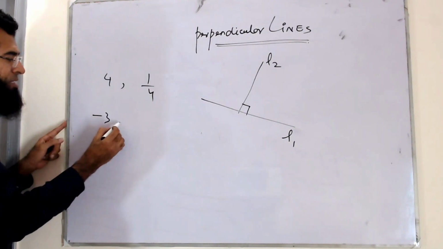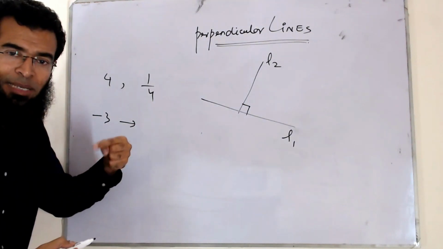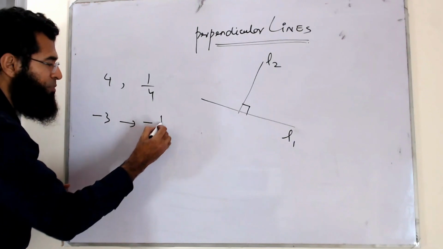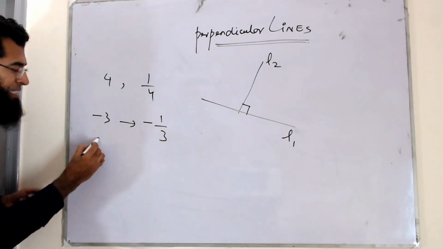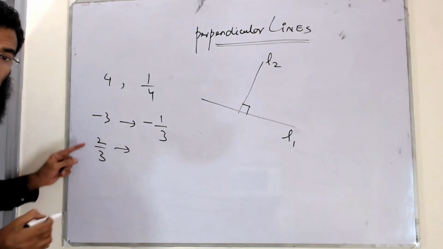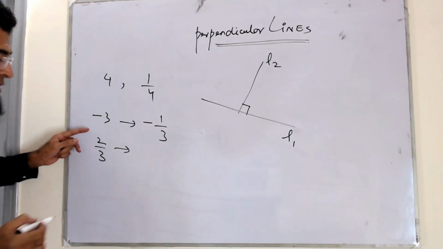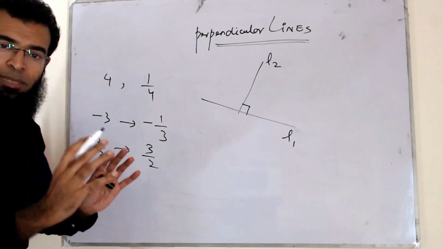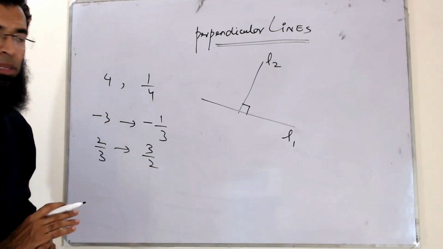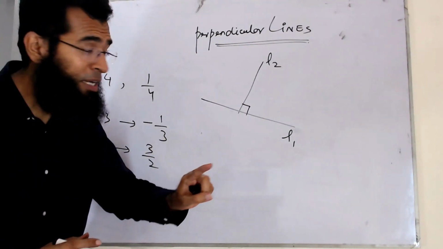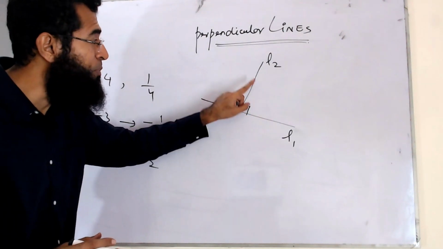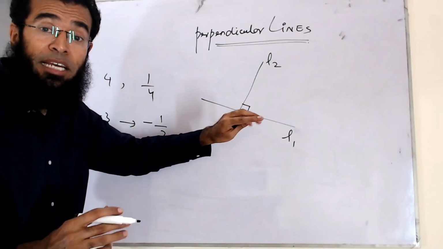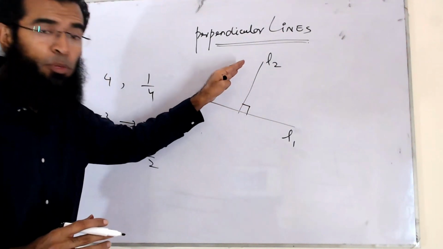Let's say I write minus 3. So what is the reciprocal of minus 3? This is minus 1 over 3. Let's say I write 2 over 3. So what is the reciprocal of 2 over 3? This is 3 over 2, right? So I hope the concept of reciprocal is clear. So what is the property? That the gradient of perpendicular lines is negative reciprocal of each other.